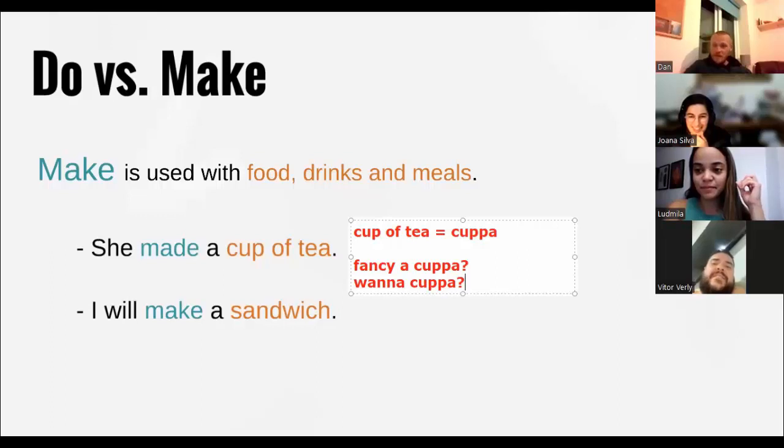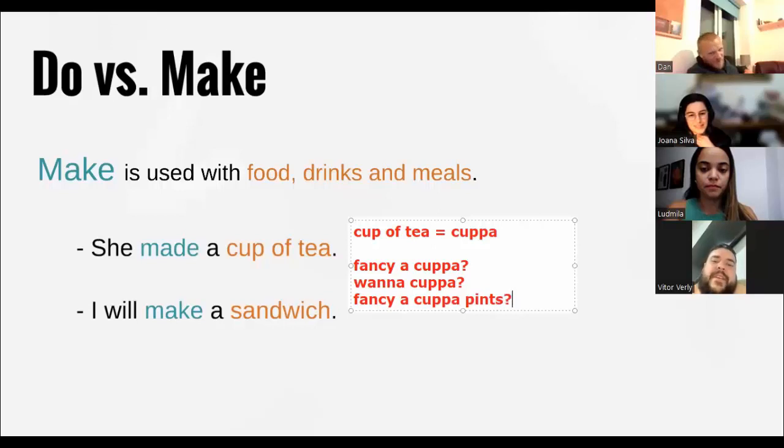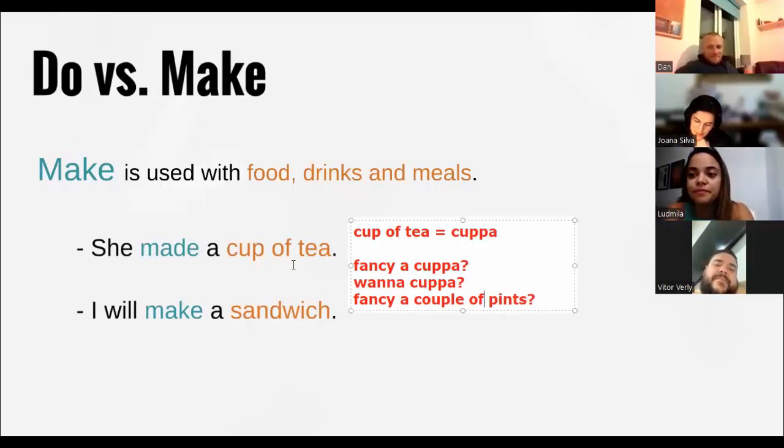When we travel to England and we meet Daniel, he says, "Dan, want a cuppa?" Yes, please. Or "fancy a cuppa, mate?" A cuppa tea, a cuppa coffee. A couple of pints, yeah. That's a good one, Dan. Hey, Victor, fancy a cuppa pints? Cuppa pint doesn't make sense, no. In this case, it's a couple of pints. Not a cuppa. But if you go to England, cup of tea means cuppa. Cool? Clear? Let's move on. Claro. Next one, Dan.